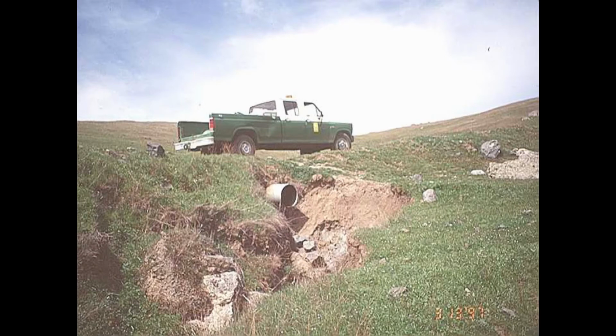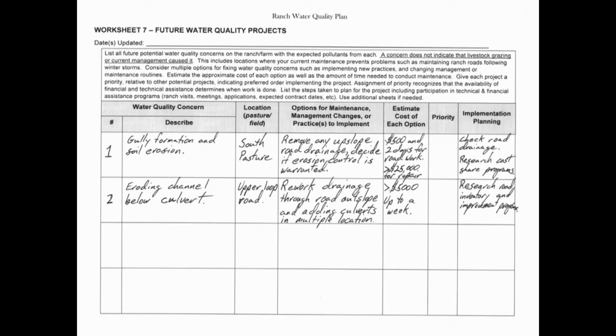Let's switch to a different site and potential project. Here, significant road runoff channeled through a culvert is eroding the hillside. This is a site that requires attention because current management is largely the cause. When we're filling out the form, we'll follow the same steps, including the number.